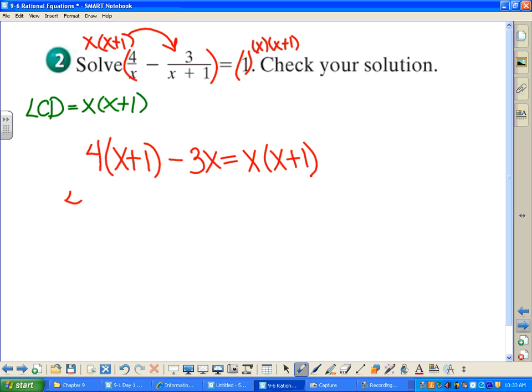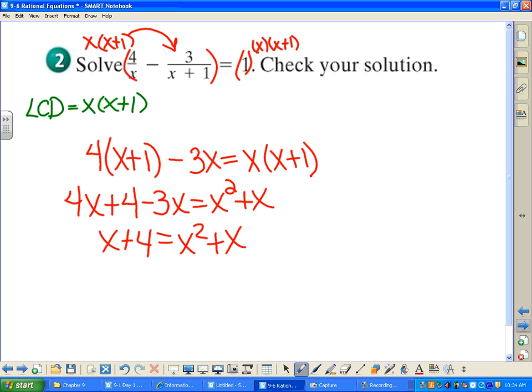Now we're just going to multiply things out and combine like terms and see if we can get this equation in a form that we can solve it in. So let's see, 4x minus 3x is x, so I get x plus 4 is equal to x squared plus x, which means 4 is equal to x squared. Therefore, x could be, what is it? Thank you, plus or minus 2. Could you plug those in and check them? Are they going to make the denominator 0? Nope. Okay. Any questions on that?